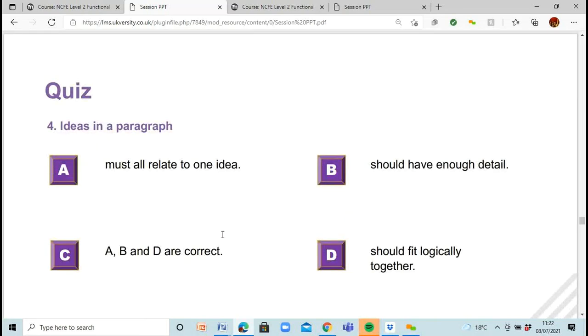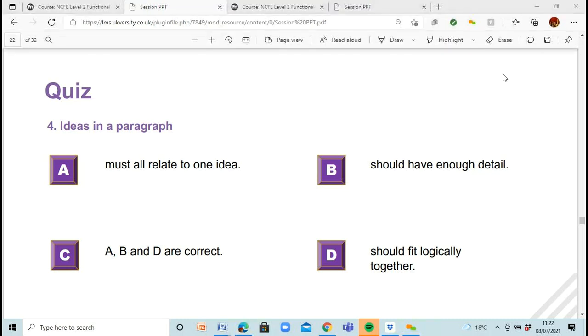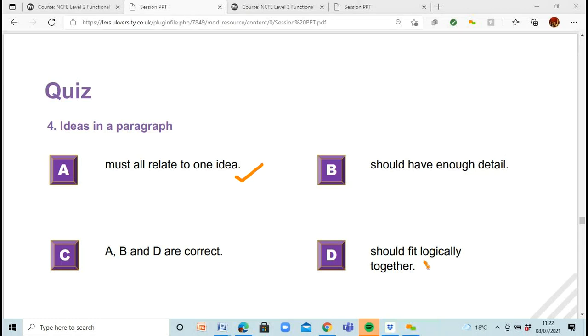And ideas in a paragraph. So, ideas in a paragraph, to give you a bit of an idea, there can actually be more than 1 answer for this. So, they must all relate to 1 idea, should have enough detail, A, B, and D, or should fit logically together. A. All of them. I won't say that it's all of them. A, definitely, yes. D. And 1 more. A and D, well done, yes. So they should relate to 1 idea and they should fit logically together.